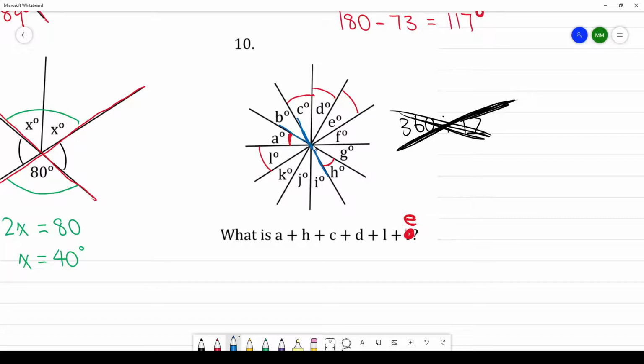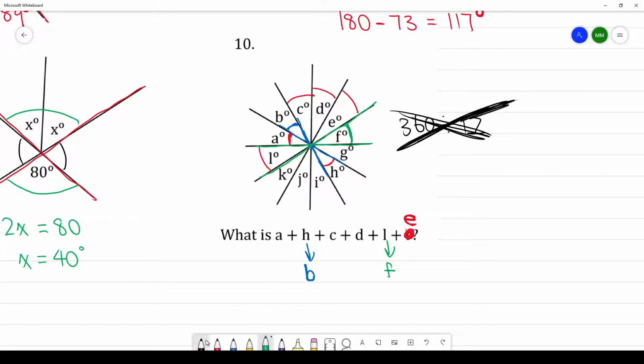That means H and B are equal. H is also equal to B. Now C is just C. D and D. E is here. And then L, yeah, L here. L and F are equal. So this is equal to F.